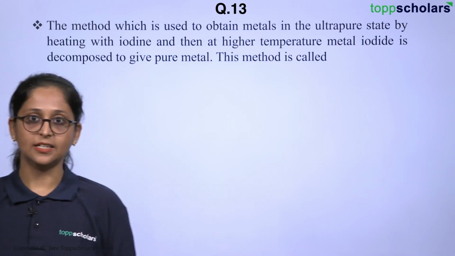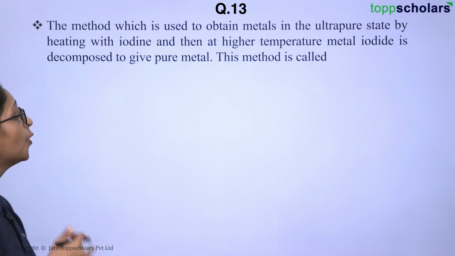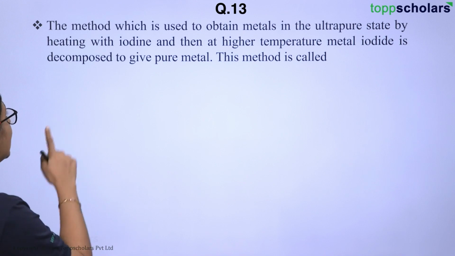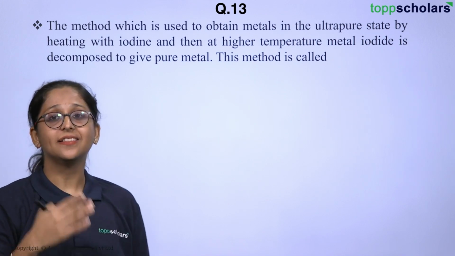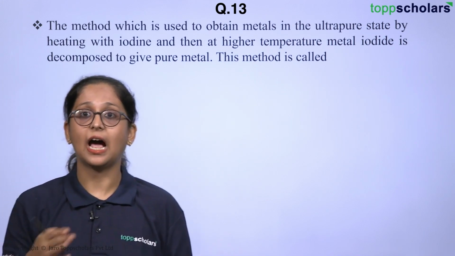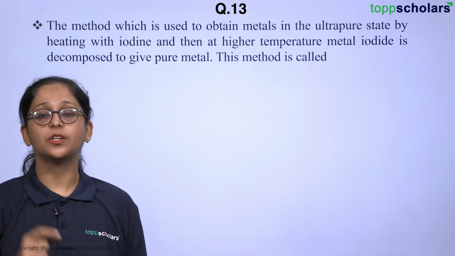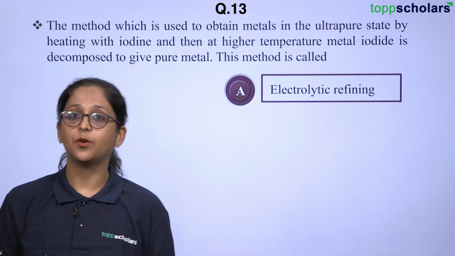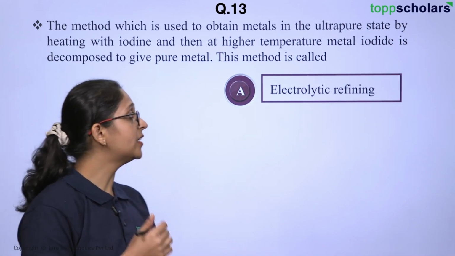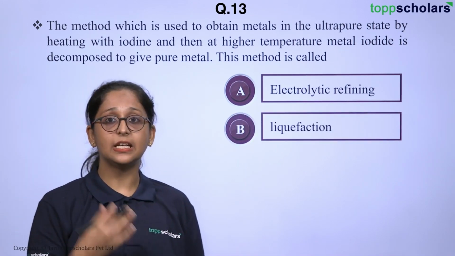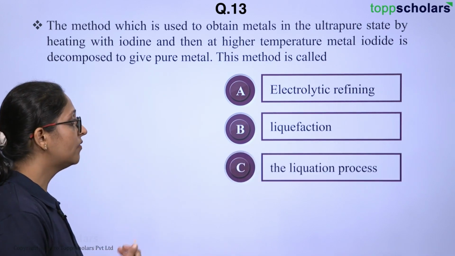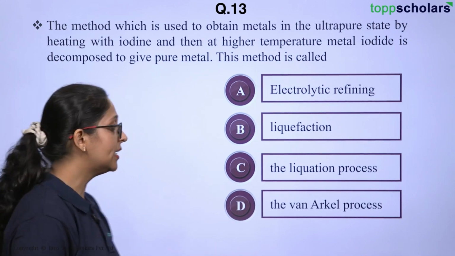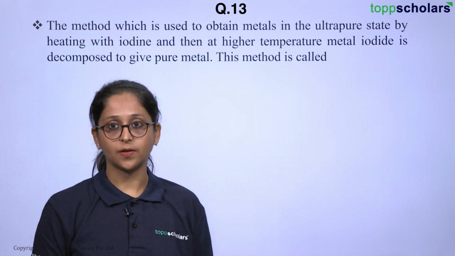So the question is, the method which is used to obtain metals in the ultra pure state by heating with iodine, and then at a higher temperature the metal iodide is decomposed to give a pure metal. What is this method known as? We have 4 options. A is electrolytic refining, B is liquefaction, C is the liquation process, and D is the Van Arkel's process.